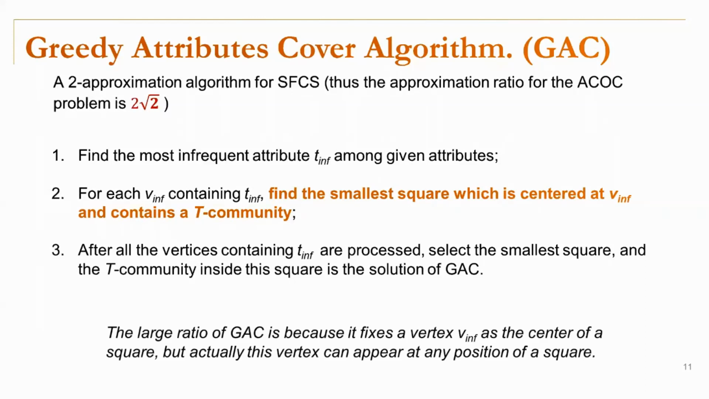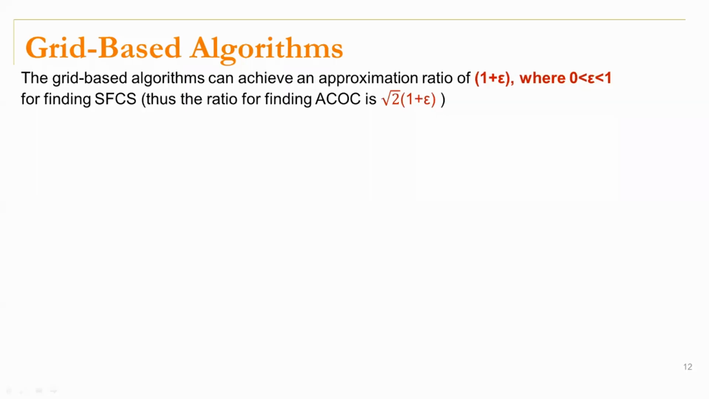The large ratio of GAC is because it fixes a vertex v_f at the center of a square, but actually, such a vertex can appear at any position of a square. In order to gain better accuracy, we propose grid-based algorithms which can achieve an approximation ratio of 1 plus epsilon for finding SFCS, where epsilon is an arbitrarily small positive value. So the ratio for finding ACOC is square root of 2 times 1 plus epsilon.